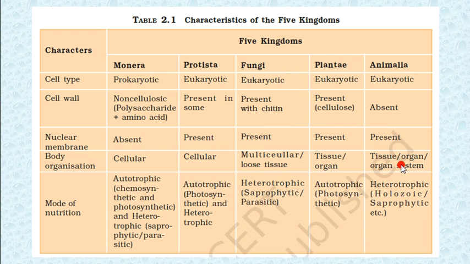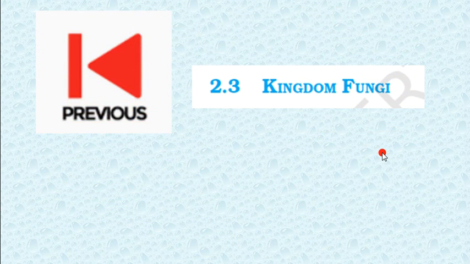For example, in humans there are different organ systems in the body, like our digestive system, our reproductive system, our circulatory system. Organs combine and make the organ system. For example, our heart is part of the circulatory system. Mode of nutrition is heterotrophic, and types of heterotrophic are holozoic and saprophytic, etc. So this is about animals. Now we will discuss in detail.